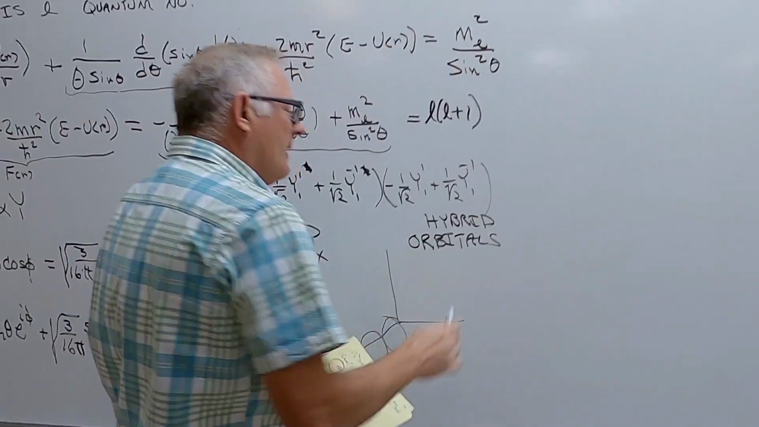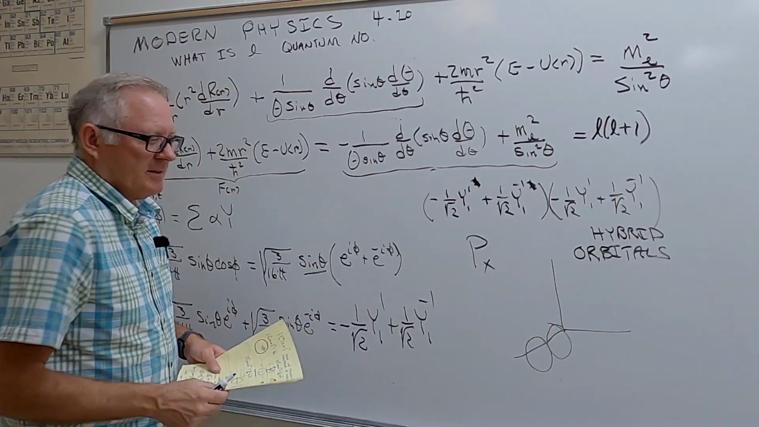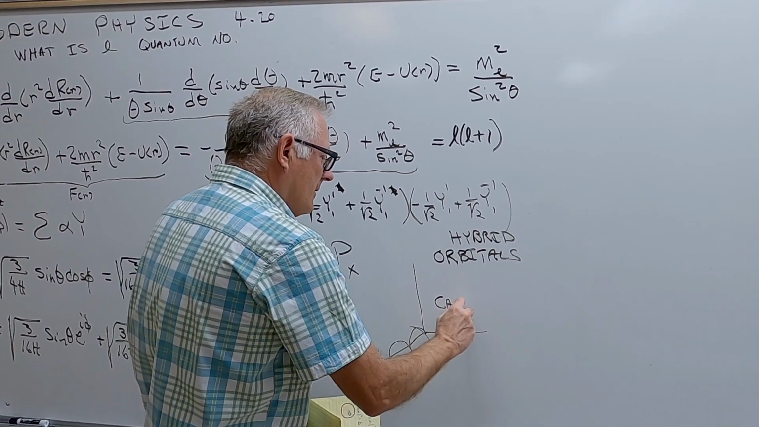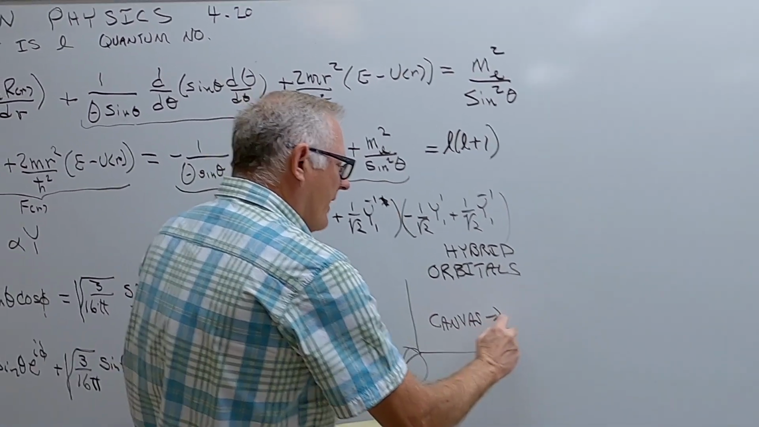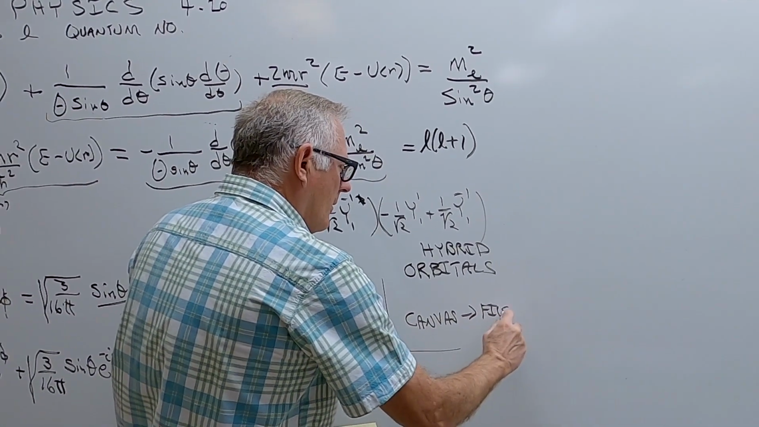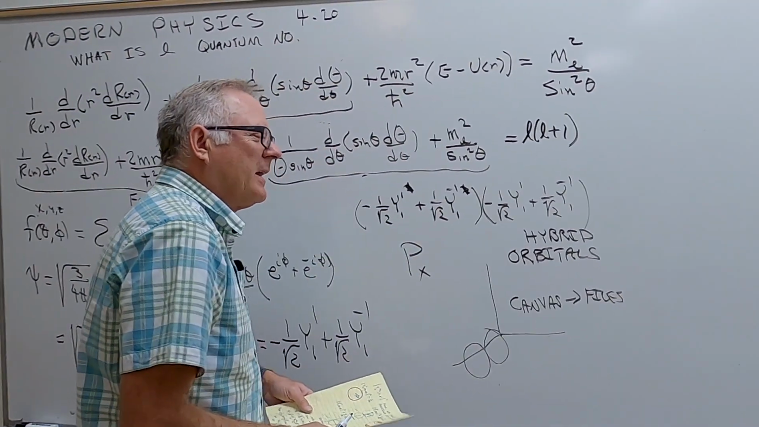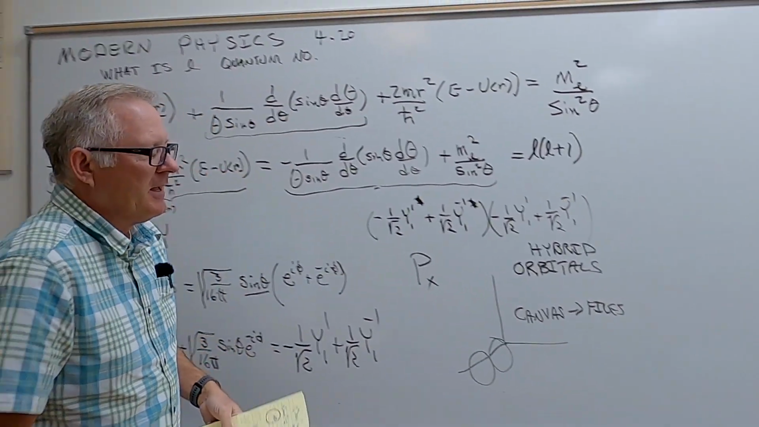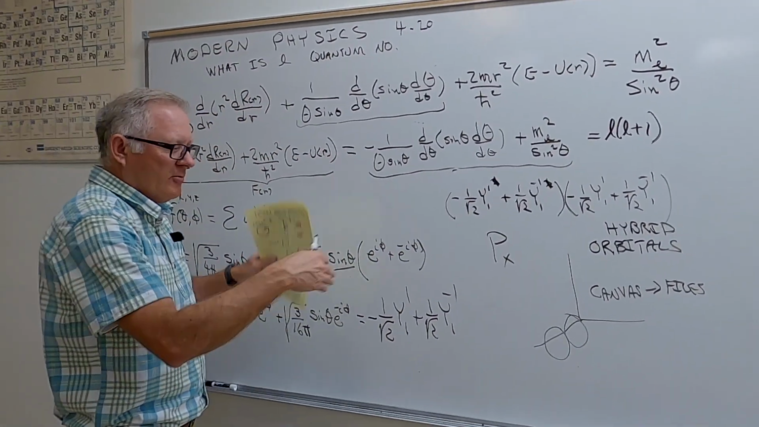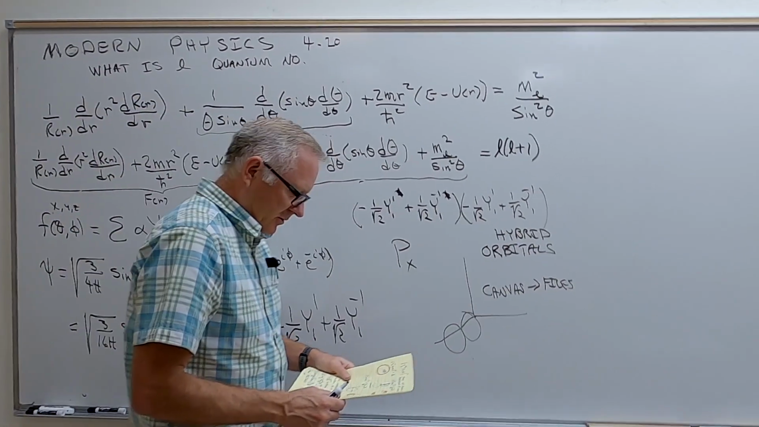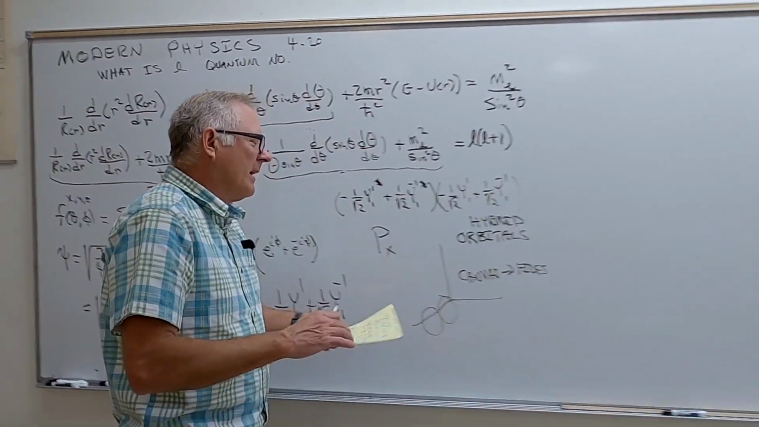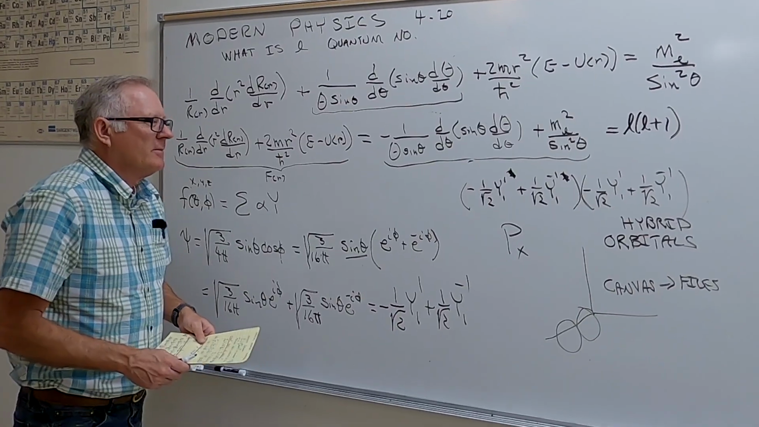Now, if you go onto Canvas, go into Files, I put in some pictures of some different sp orbitals right here. You might just go ahead and look at them. So you might recognize some pictures from chemistry.